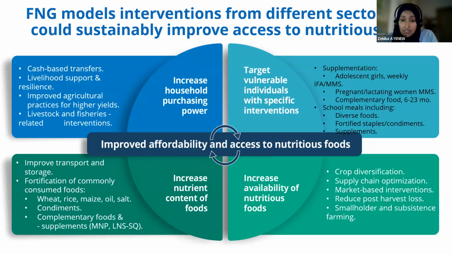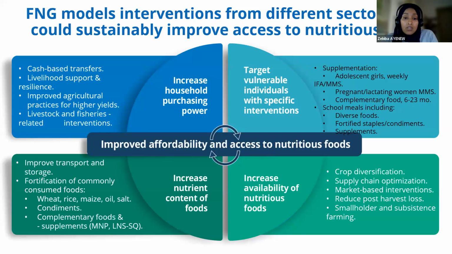Then going down the framework, the green quadrant, bottom right quadrant, where we look at interventions that increase the availability of nutritious foods, mostly related to agricultural interventions, the impact of crop diversification, supply chain optimization, market-based interventions, where we look at market development activities, and also the impact of reducing post-harvest loss.